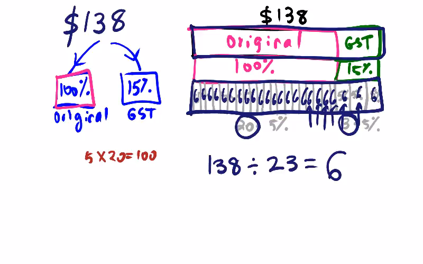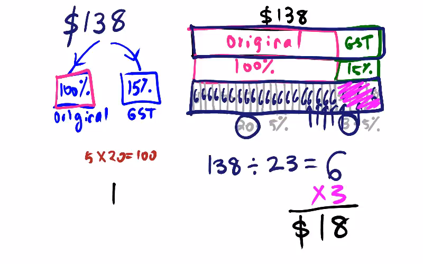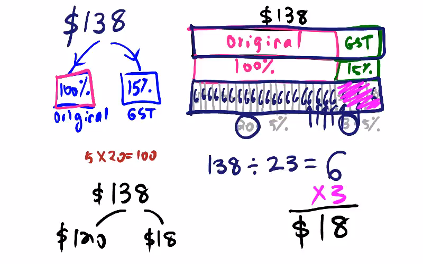But now GST is only 3 of those. So all we need to do is multiply that 6 by 3. And then we get the $18. So $138, $18 is GST, and if we remove that, $120 is the original price.